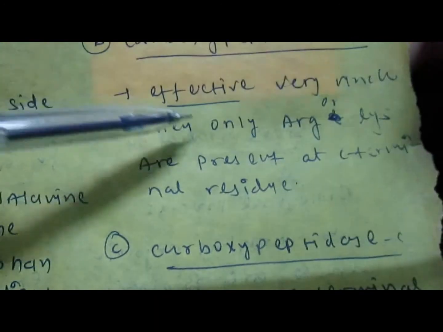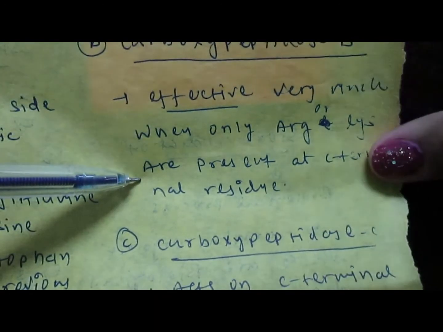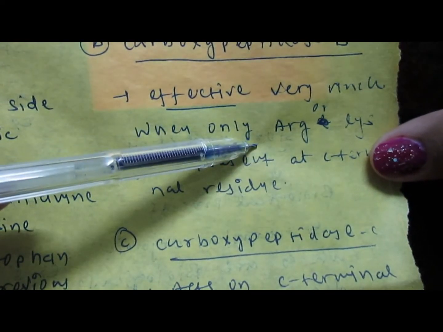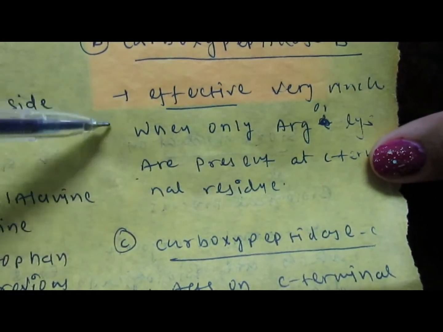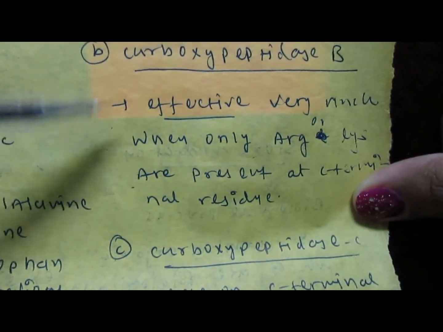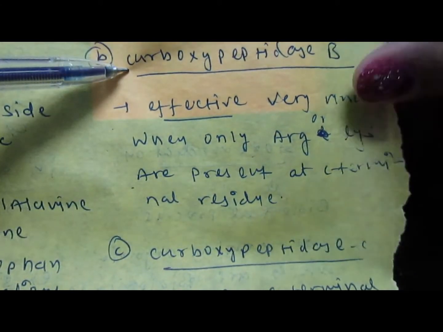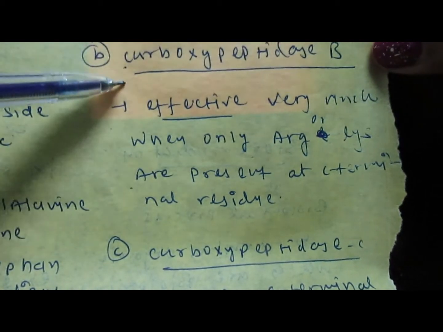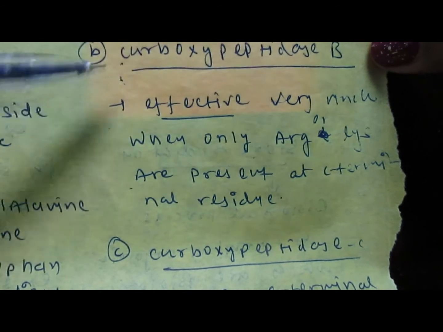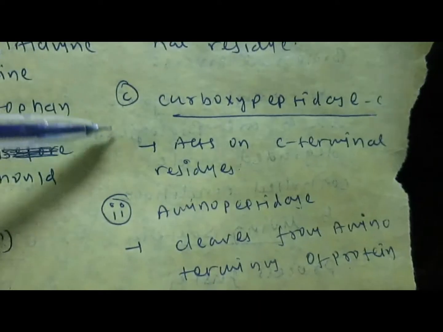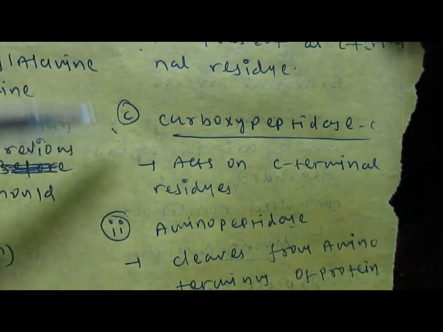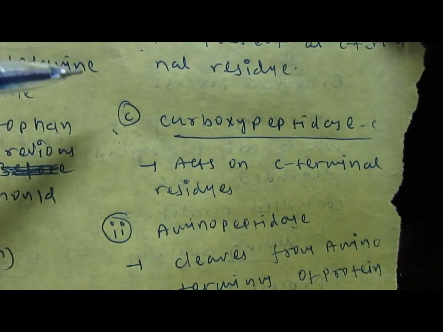Whereas carboxypeptidase B will work exactly opposite to carboxypeptidase A. If proline, lysine and arginine are the only amino acids present at the carboxyl end of the polypeptide, then they can be cleaved by carboxypeptidase B. So the modes of action of carboxypeptidase A and B are exactly opposite to each other. Now carboxypeptidase C can act on all C-terminal amino acid residue cleavages.